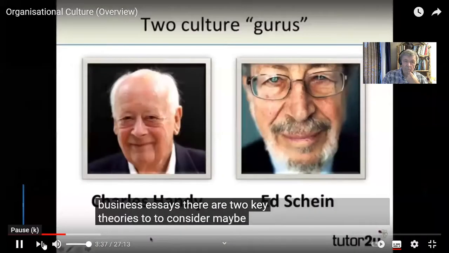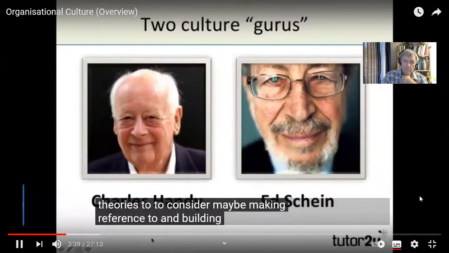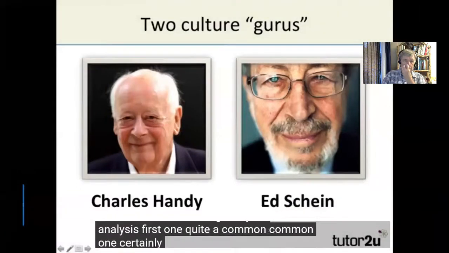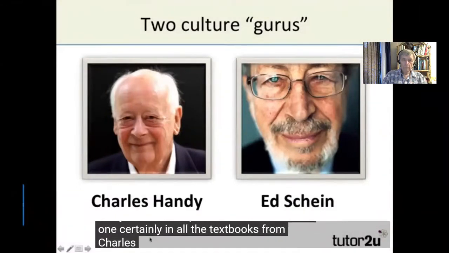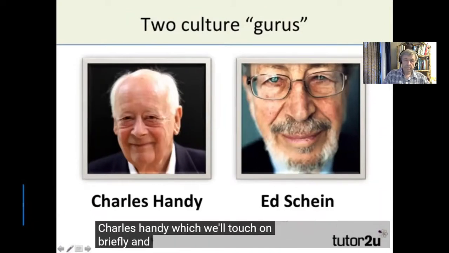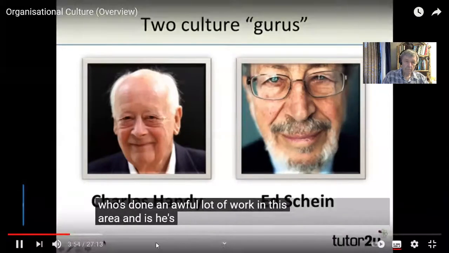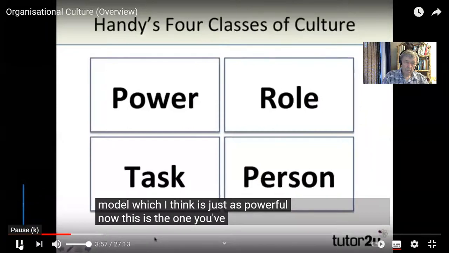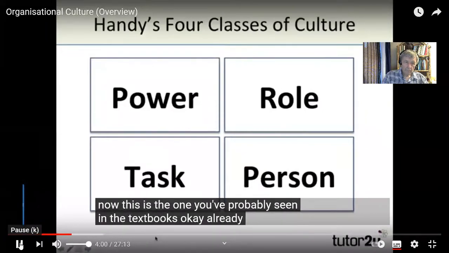to consider maybe making reference to and building into your analysis. The first one, quite a common one, certainly in all the textbooks from Charles Handy, which we'll touch on briefly. And then secondly, I just want to refer you to a guy called Ed Schein, who's done an awful lot of work in this area. And he's got an alternative model, which I think is just as powerful. Now, this is the one that you've probably seen in the textbooks already.